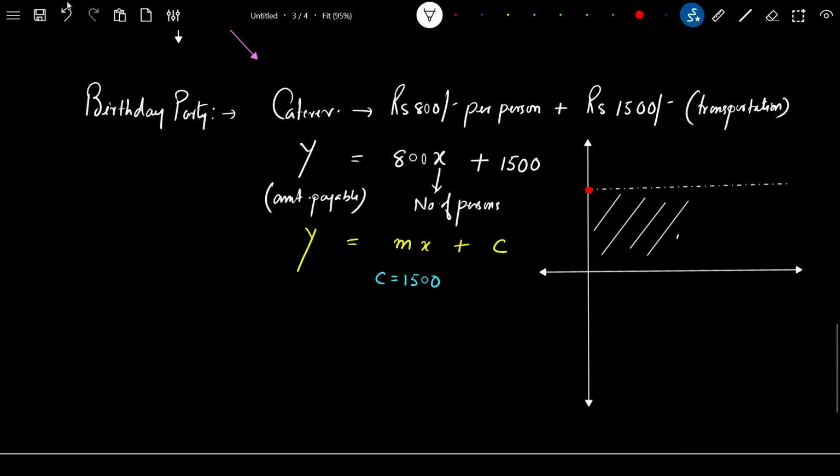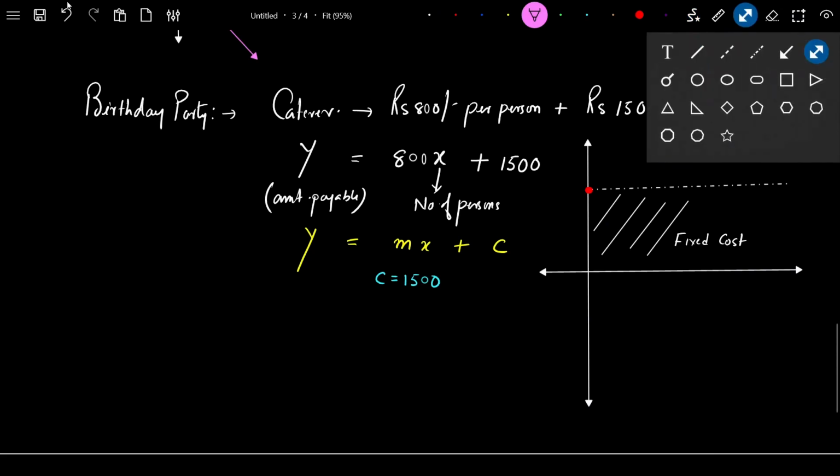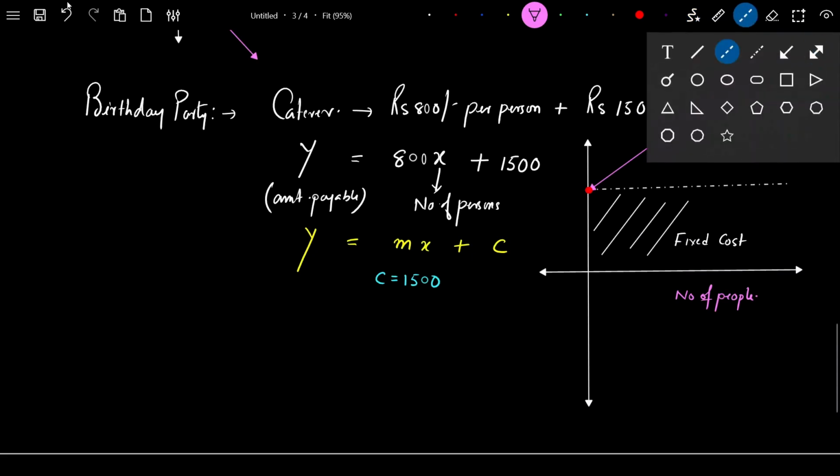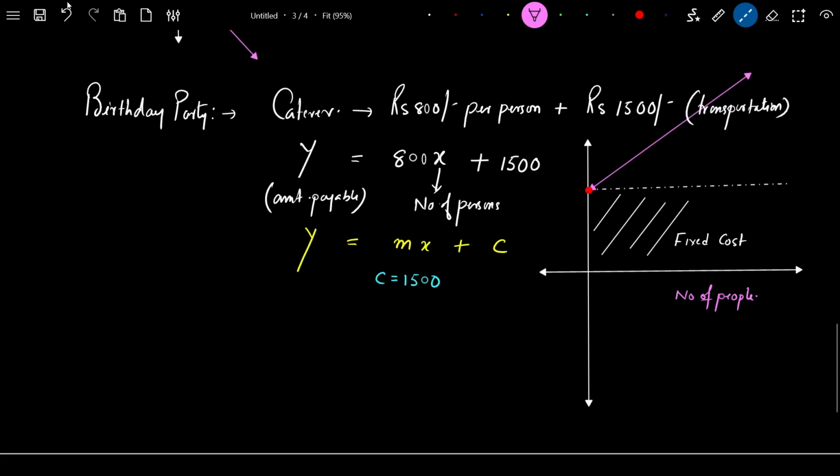In financial mathematics, I would call this my fixed cost. And thereafter, I start paying based on the number of people that attend my birthday party. So the graph goes in this manner, where on the x-axis I would have the number of people. Say only 10 people attended my birthday party. It rained very heavily, people didn't turn up, and only 10 people attended. So let's drop it down at 10.